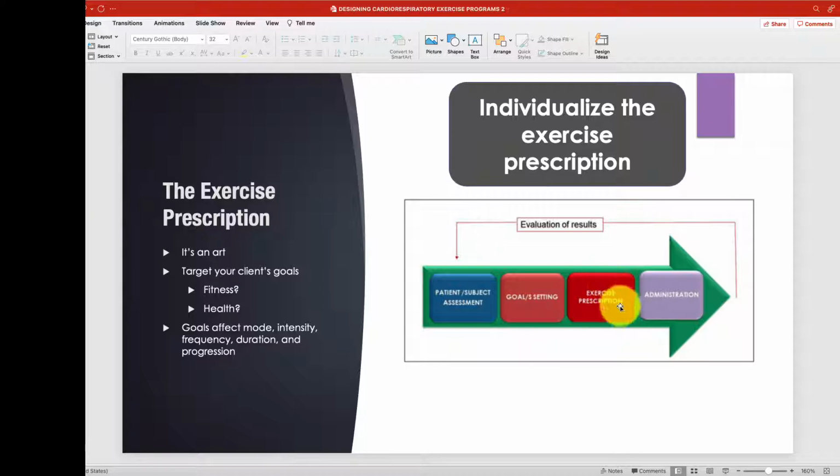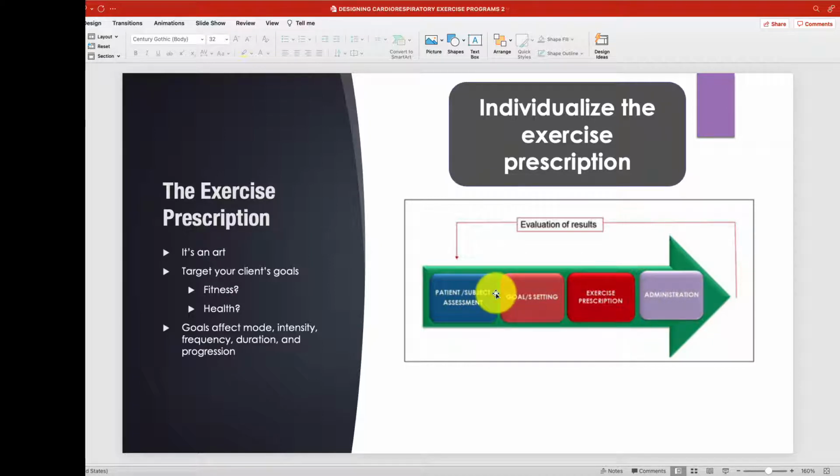We have to figure out what the prescription is going to be, and then we have to administer it. And then once we do it, we have to go back and assess again. This is where all of those assessments come in, like the graded exercise treadmill assessment or the submaximal assessment. So this is where we go back and say, okay, we started here. We implemented this plan. Now let's go back and see if it works. And guess what? If these values don't increase, that means that everything you've done here is wrong.